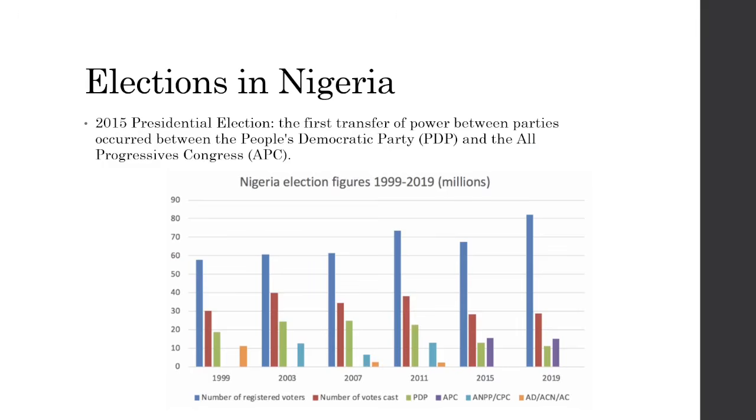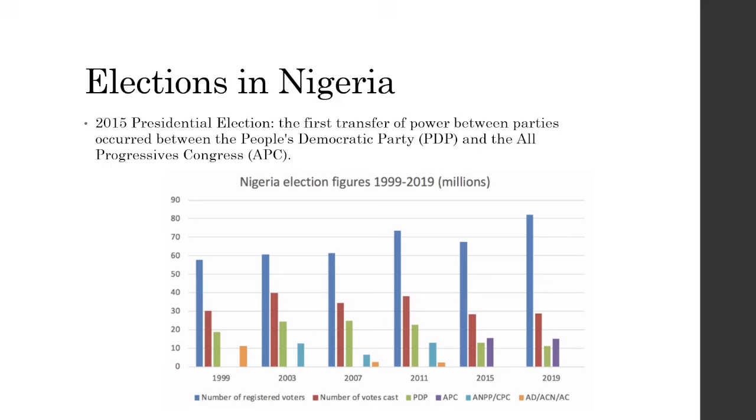Let's look at Nigeria, and we're looking at elections here. So, in the 2015 presidential election, it was a very notable transfer of power between parties. It was the first one that occurred, and this was between the People's Democratic Party, the PDP, and the All Progressives Congress. And these have very opposing views, so they're not the same, because that would also change something. We see we have other parties as well.